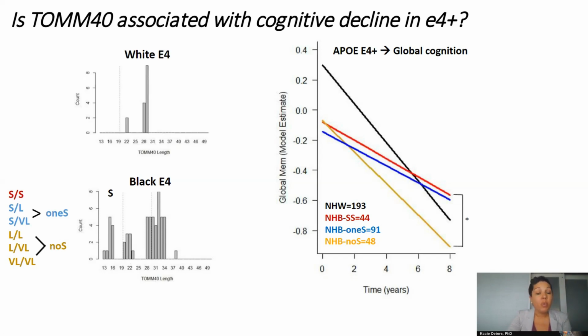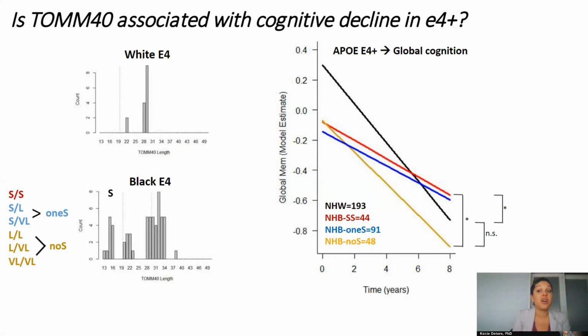Now, remember, white E4 carriers have no variation. They're only represented by 1 line, which is the black line here. We can see what I talked about earlier, and that is if you look at just time point 0 cross-sectional, it looks like overall white E4 carriers have this better memory performance at one time relative to all of the Black E4 carriers. So this is very similar to what I talked about at the beginning of the presentation. But when we look again at the slope over time, we do not see a significant difference between white E4 carriers and Black E4 carriers who do not carry the short allele.